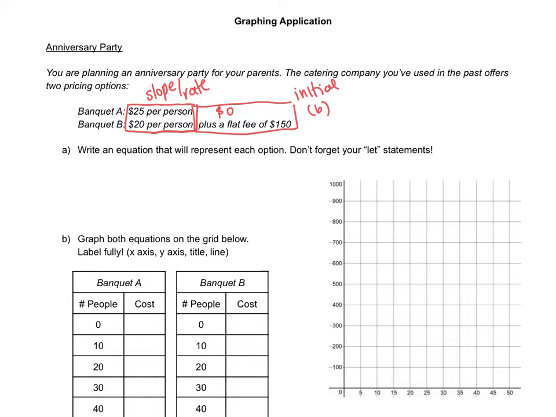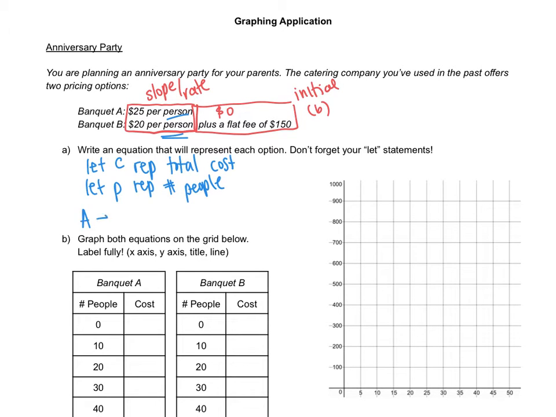So we are dealing with cost. And with these better deals scenarios where we have two options, cost will always be a variable. So let C represent total cost. And our cost depends on the number of people, so the per person part. So let P represent number of people.